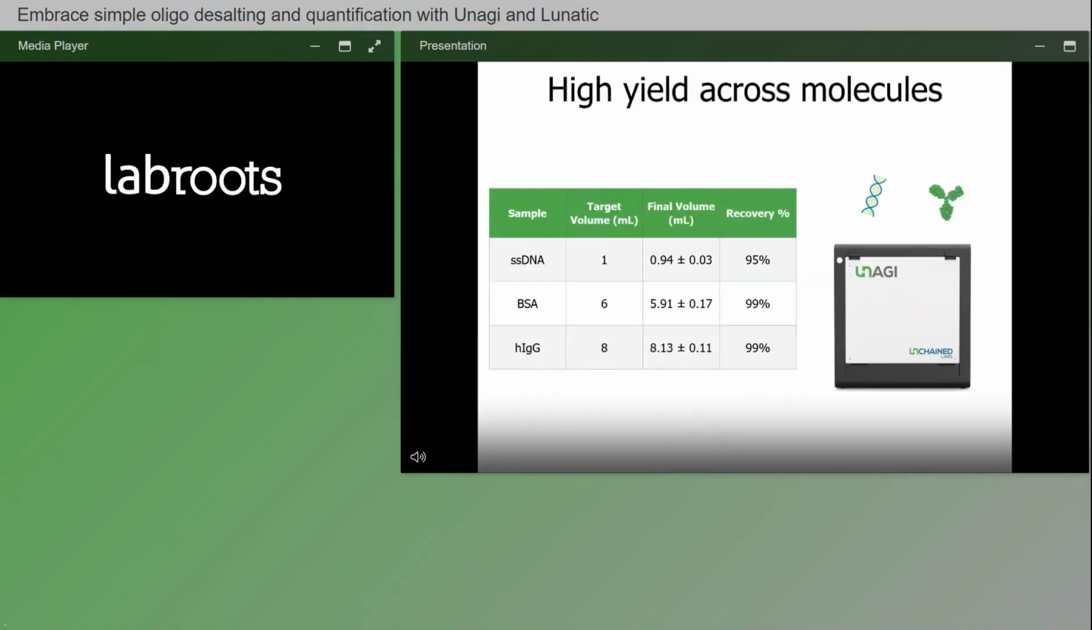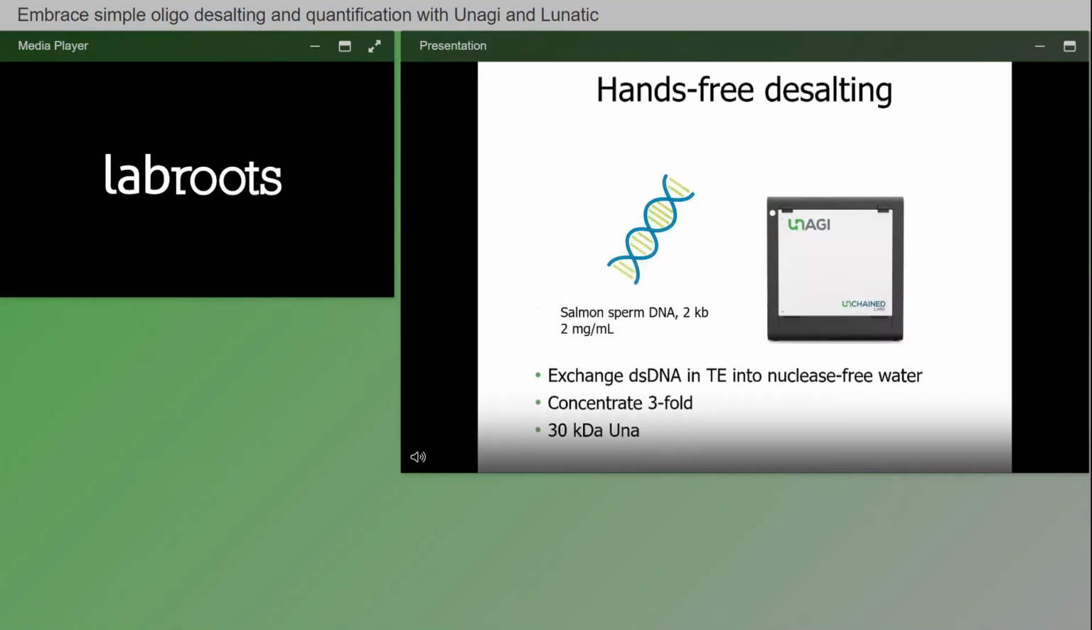If we look at other sample types, so here we're back to DNA, we can see that our recovery is still at 95% or better. We want to study a use case for DNA. Here we're looking at hands-free desalting of a salmon sperm DNA that is about 2 kilobase in length at a concentration about 2 mg per mil. And what we wanted to do with Unagi was simply exchange that double-stranded DNA that was in TE buffer into nuclease-free water. At the same time, we also wanted to concentrate this threefold, and we're going to use a 30 kilodalton UNA in this case.